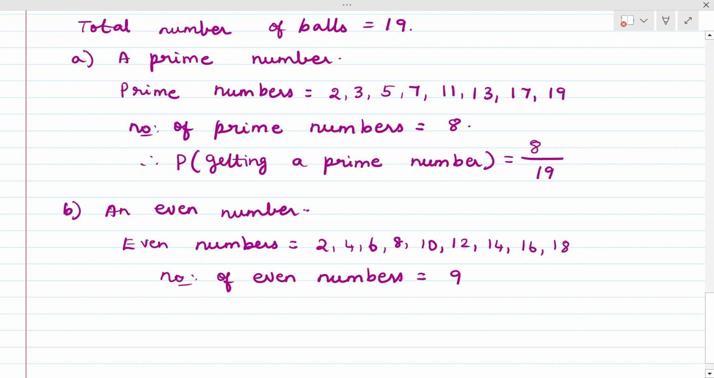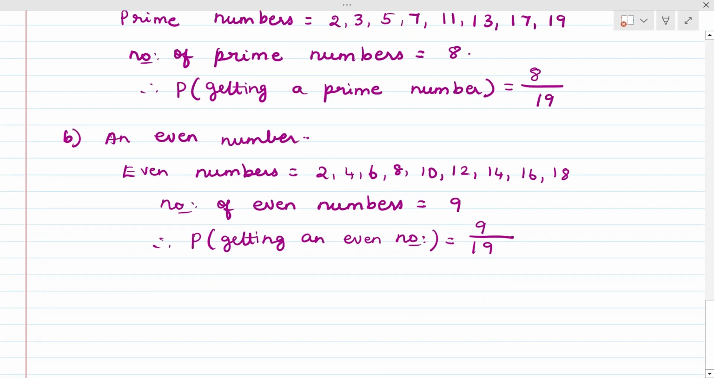Okay. And then therefore probability of getting an even number. Favorable outcome is 9 and total possible outcomes are 19. So in this case, the probability of getting an even number is 9 by 19.